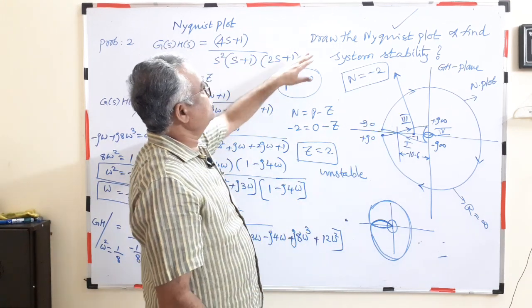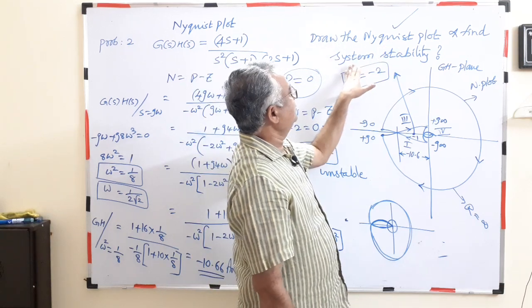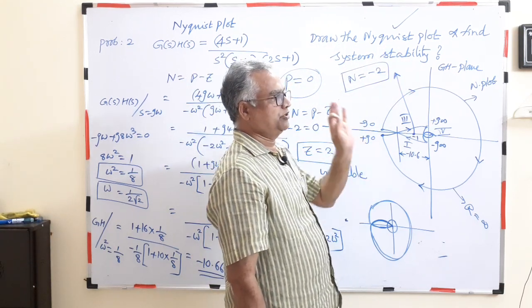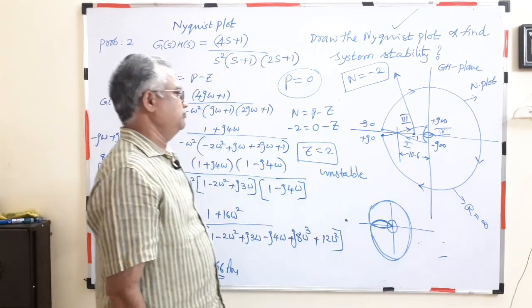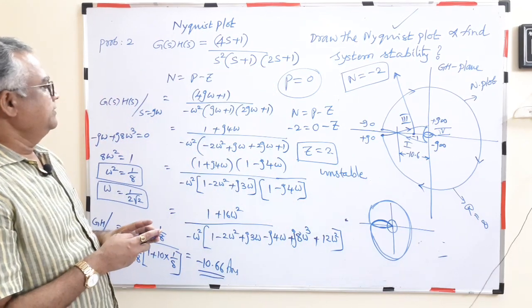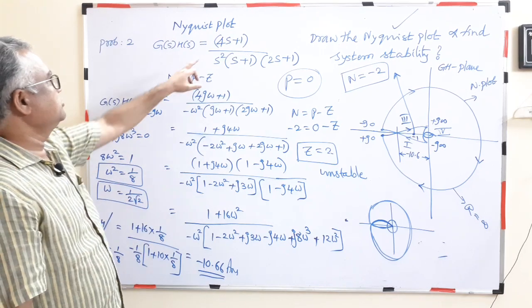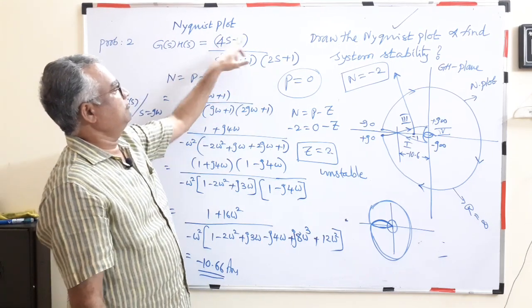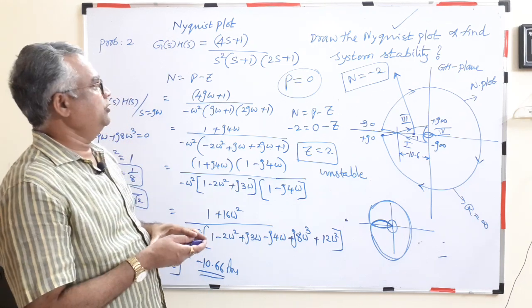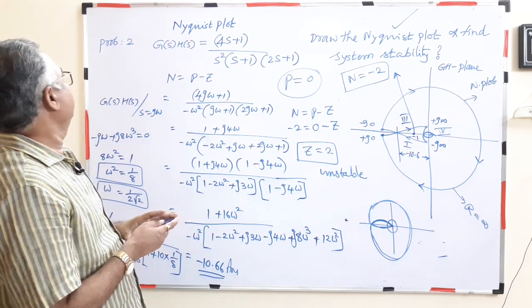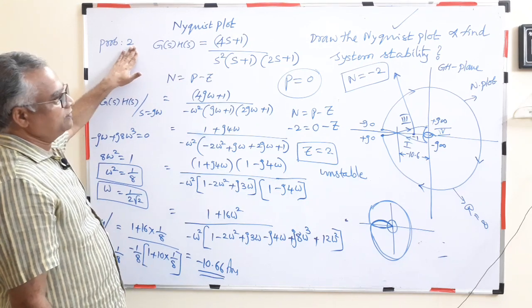So finally what is the conclusion? We have drawn the Nyquist plot. System stability: the closed loop system is unstable because Z is not equal to 0. That's all. So I spent more time because of the bigger problem. This is a bigger one, it has taken more time. I hope you all understand this. This is the second model.